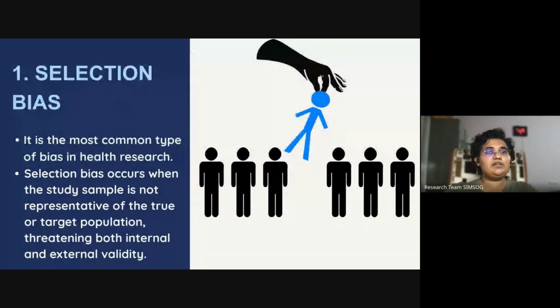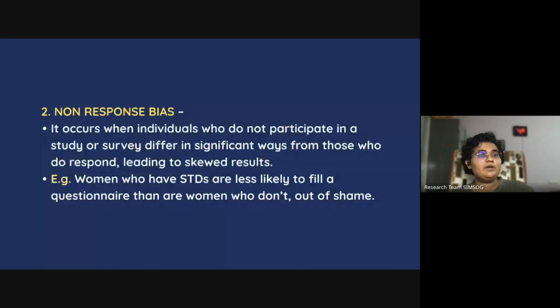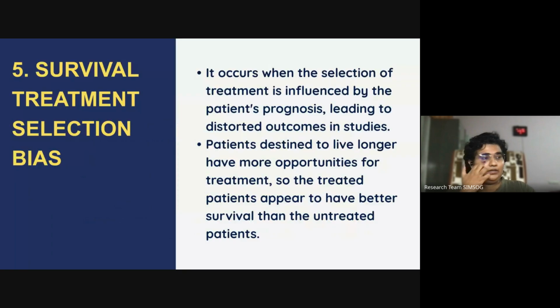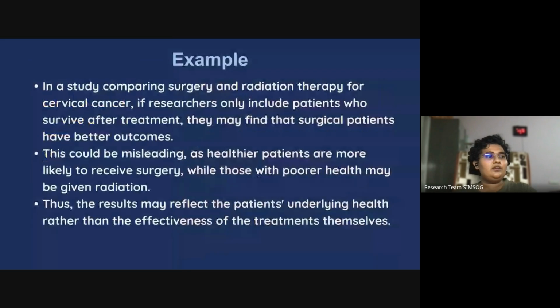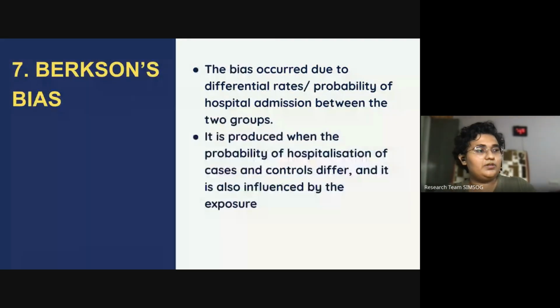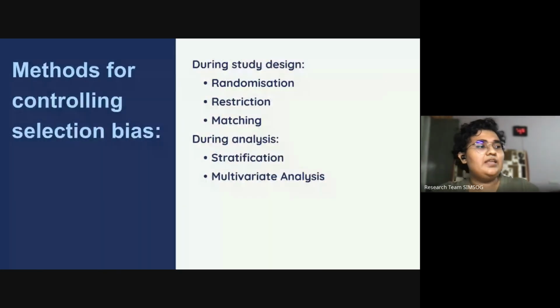So we did selection bias today. In selection bias, we talked about volunteer bias, non-response bias, exclusion bias, healthy worker bias, right? Then we talked about survival treatment selection bias. Then Neyman bias, that is selective survival bias or incidence prevalence bias. We talked about Berksonian bias. This was all the types of selection biases. And we also talked about methods for controlling this bias.